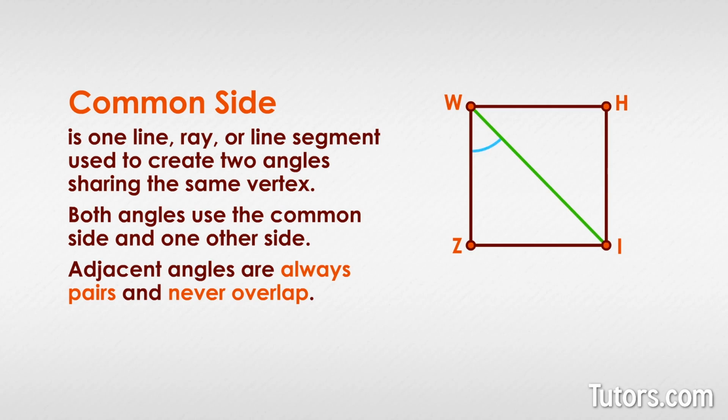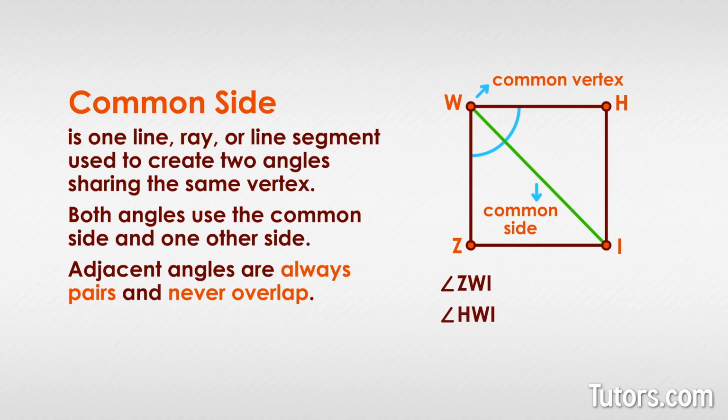This creates two additional angles at point W, angle ZWI and angle HWI. Notice both those angles share a common vertex at point W and a common side, line segment WI. This means that angle ZWI and angle HWI are adjacent angles.